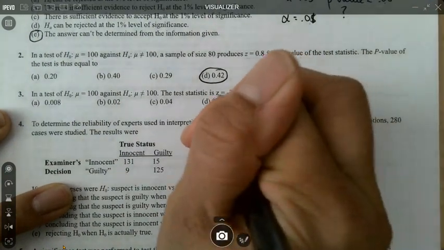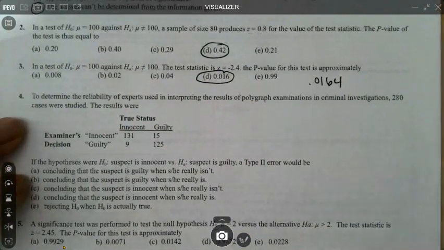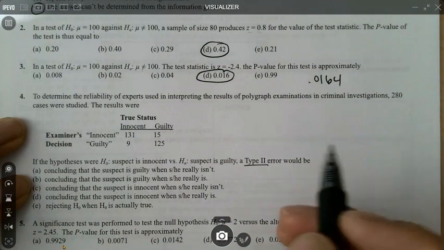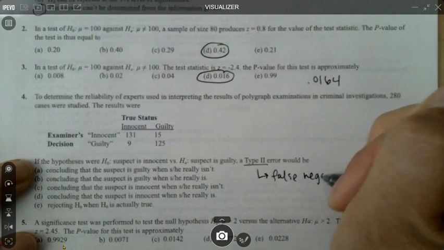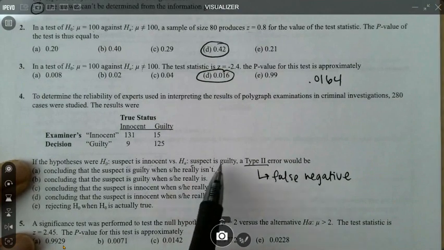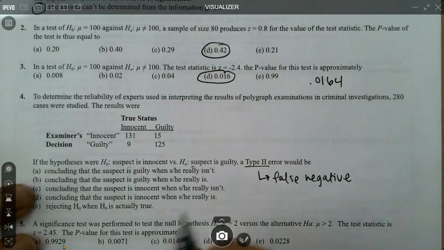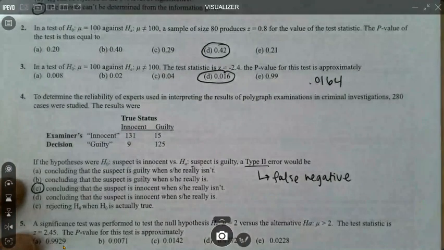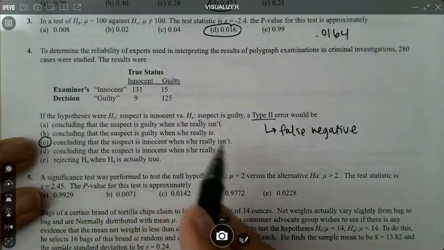So 0.0164. So the closest one is going to be D, 0.016. All right, question 4 is we're looking for the correct interpretation of a type 2 error. So type 2 error is when you fail to reject the null, but the alternative is true. So that's like a false negative, which means that you're going to conclude that the suspect is innocent, but they're actually guilty. So conclude that the suspect is innocent when he or she really isn't. So that would be the correct interpretation of a type 2 error. That is a false negative. We think that they're innocent, but they really aren't.